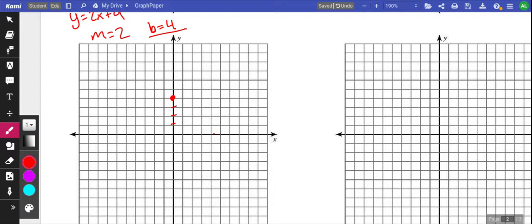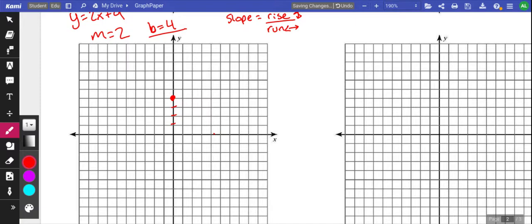All right, and then you know that your slope is 2. Okay, so let's think back to when we were learning what slope is. All right, remember slope is your rise over run. Okay, it's how much does it go up and down, and how much does it go side to side.